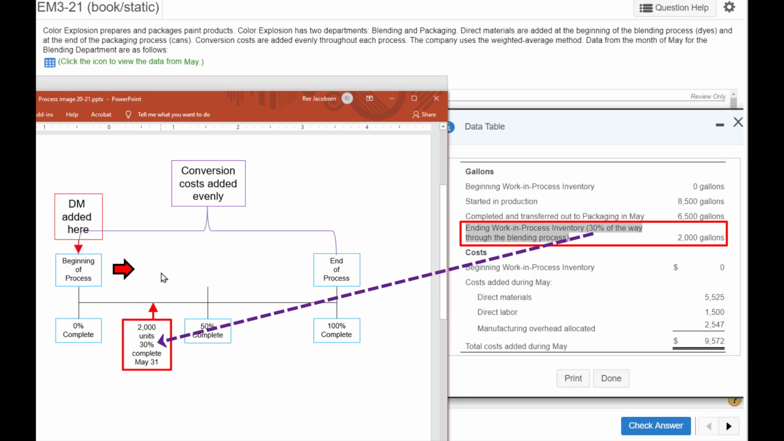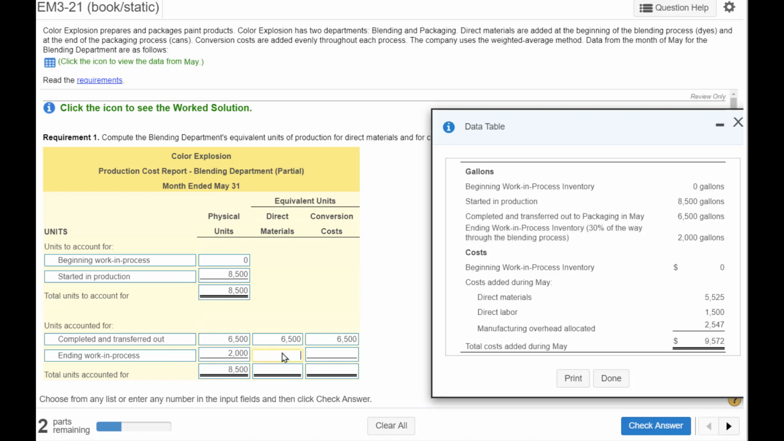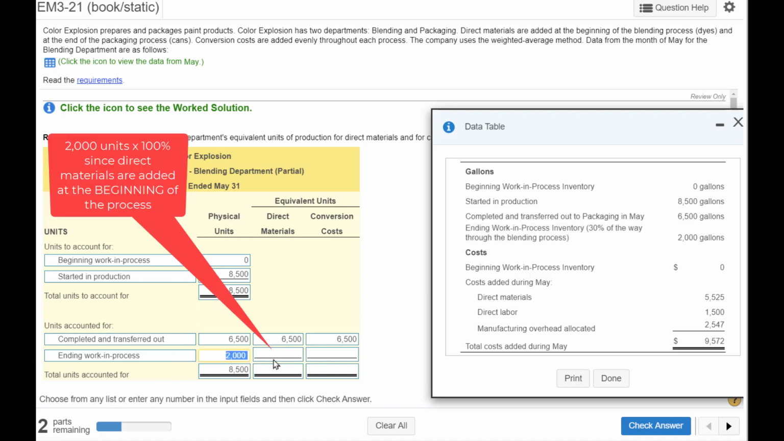So we have to figure out how many of these 2,000 units, 2,000 gallons, units, gallons, whatever you want to call them, same thing, have the direct materials. Direct materials are added at the beginning, so it's 100% of them. So I'm going to copy and paste that. For direct materials, they all have the direct materials added to them.